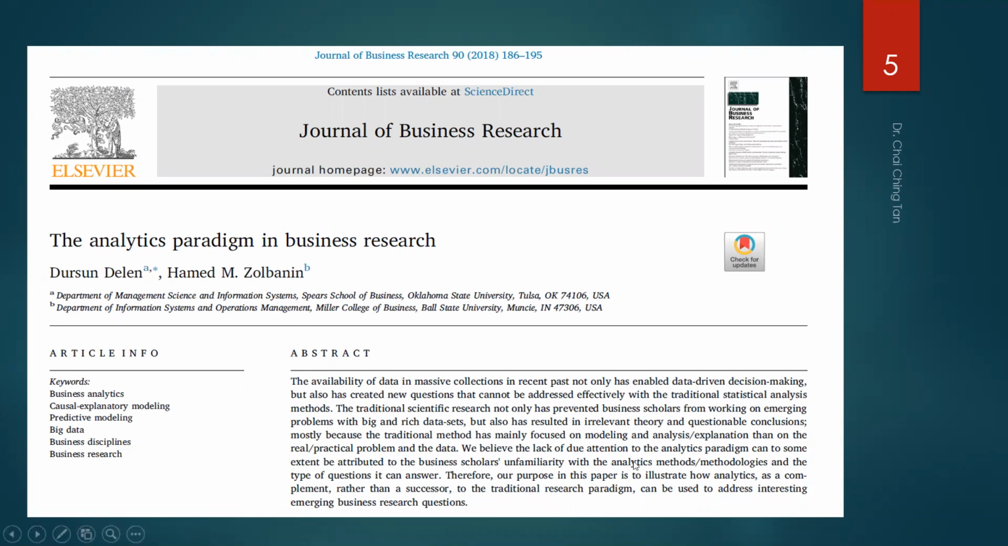And we believe that lack of due attention to analytical paradigms can, and so on. And therefore they come to the conclusion: our purpose in this paper is to illustrate how analytics is a complement rather than a successor. So they know it's a complement, not a successor to the traditional research paradigm. The traditional research paradigm is still very much applicable, but we need to complement it with business analytics. I mean different types of analytical paradigms, so that we can generate better conclusions and more relevant theoretical arguments, something that's very relevant to us.